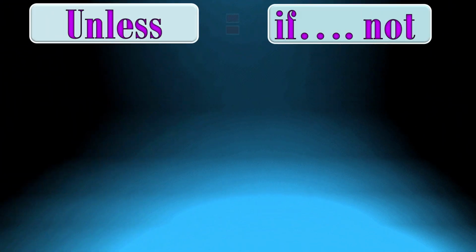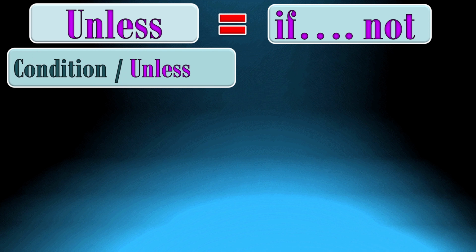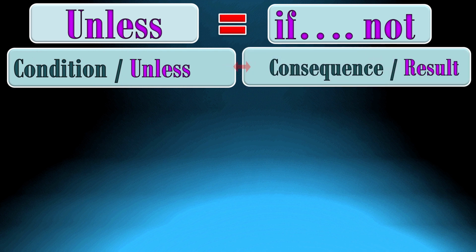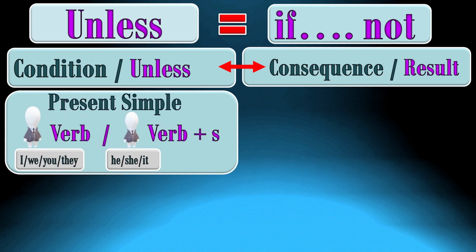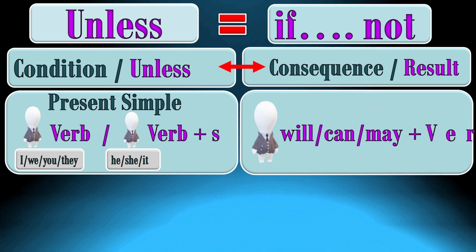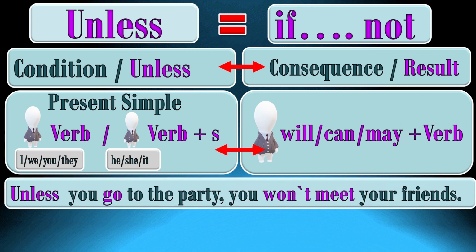The word unless is equal to the structure if not. We use it in the conditional part. It's important to remember that unless is already negative. That's why we do not use words like not, no, and other negative forms after unless. Talking about consequence, we do not change the word order.